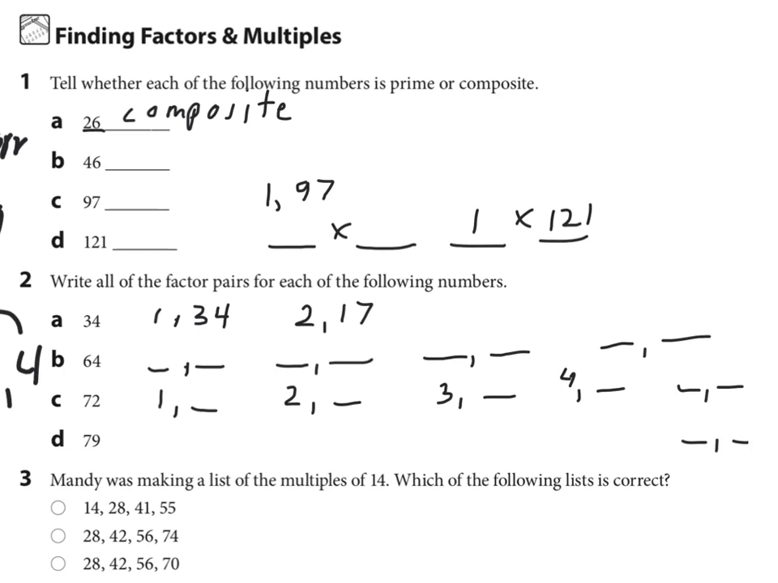And then for 79, your hint is that 79 is a prime number. So that should tell you automatically what the factor pairs of 79 are.